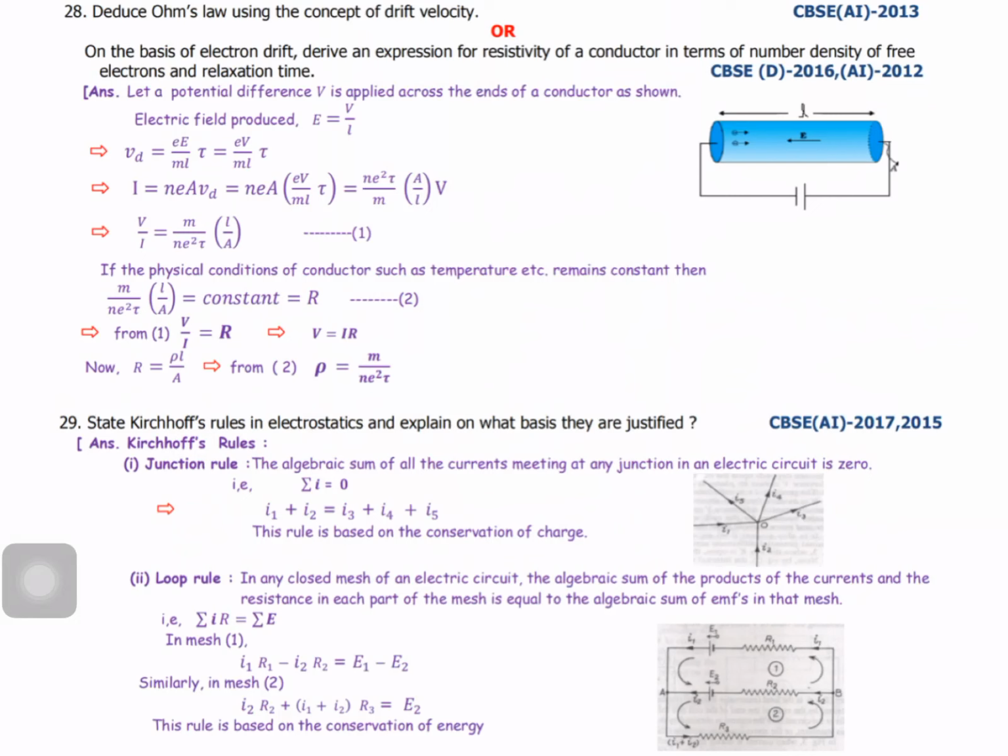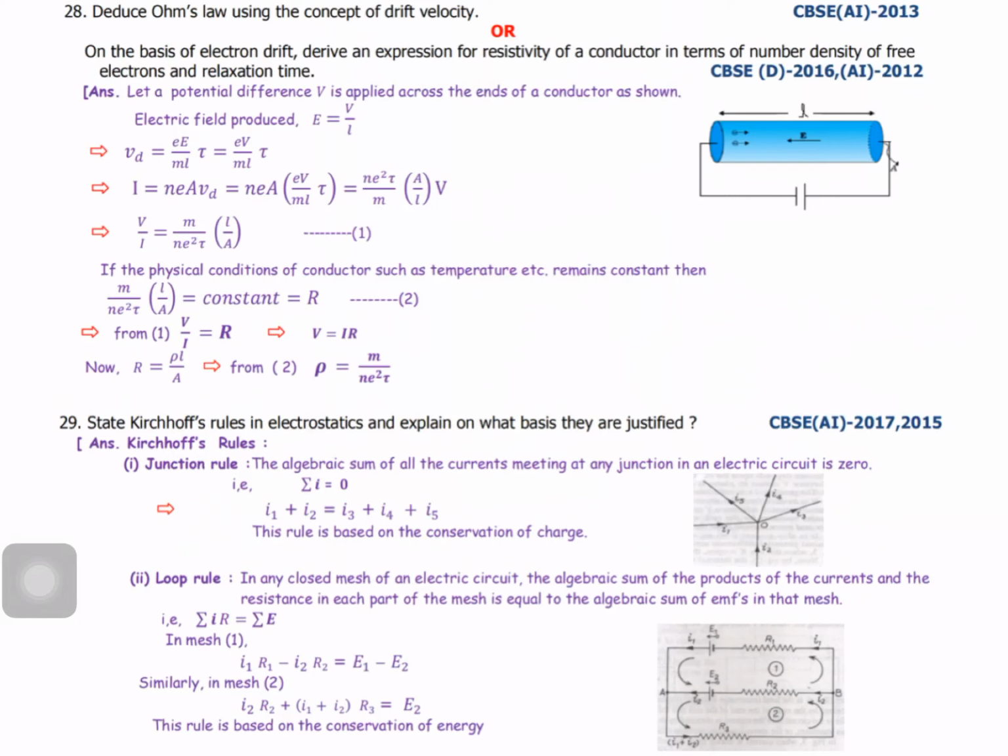So finally, if you replace this term m by n e square tau into L by A with R, you can substitute the value of R, you get V by I equal to R, or finally you can write V equal to IR. This is Ohm's law. Or from the equation, what's the resistance? R equal to rho L by A, or you can write rho equal to m divided by n e square into tau.